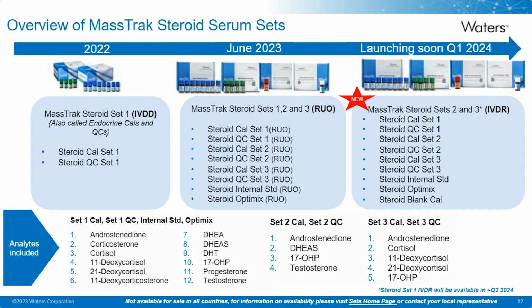All of the CAL, QC, IS and optimization sets can be ordered individually, and some of the components like the IS and OptiMixes are compatible across all 3 pairs of CAL and QC sets. All 3 sets are available in RUO format currently, with the CAL and QC set 1 also available in the IVDD format in Europe. We've launched these RUO sets 1, 2, and 3 in June this year, and we're very pleased to announce the upcoming launch of the IVDR-approved sets 2 and 3 that should become orderable in the next 2 to 3 months. Set 1 IVDR will then soon follow up with a launch in Q2 next year.